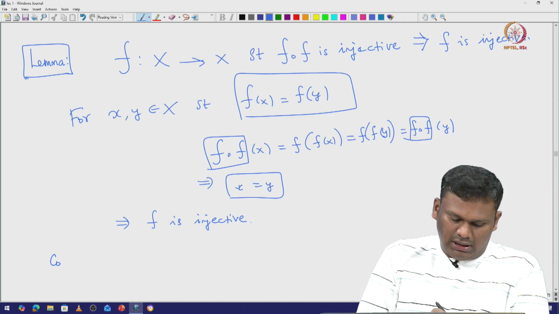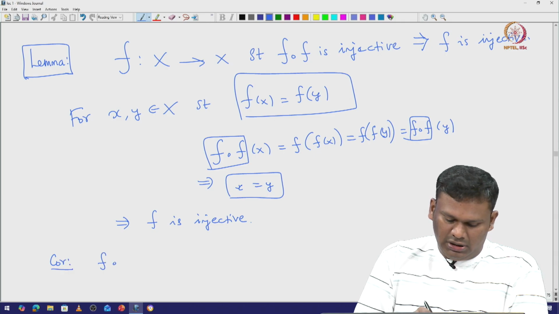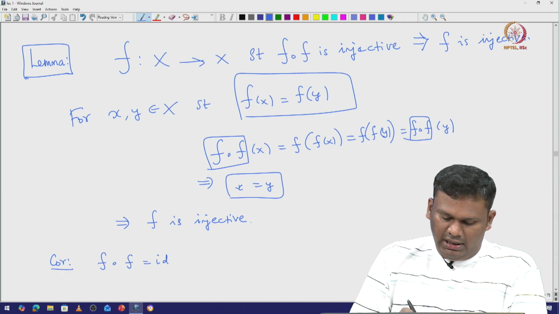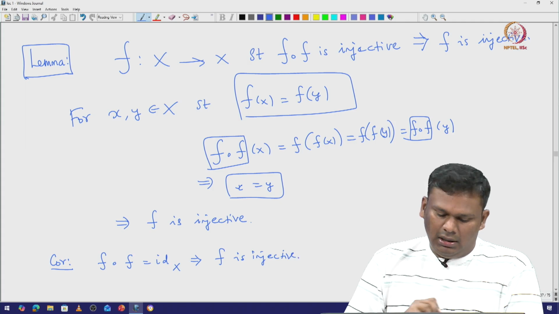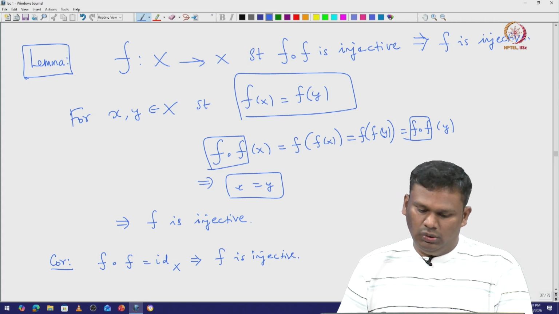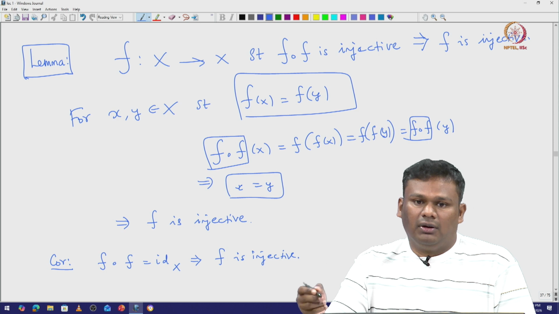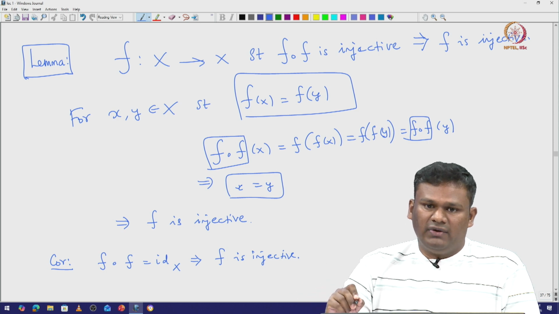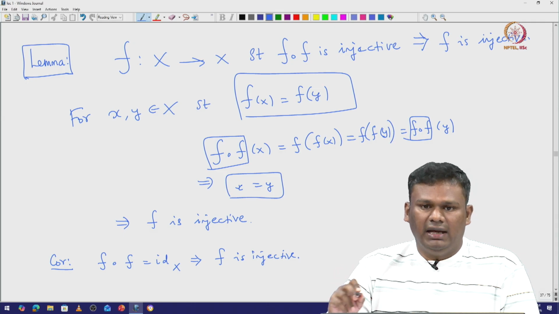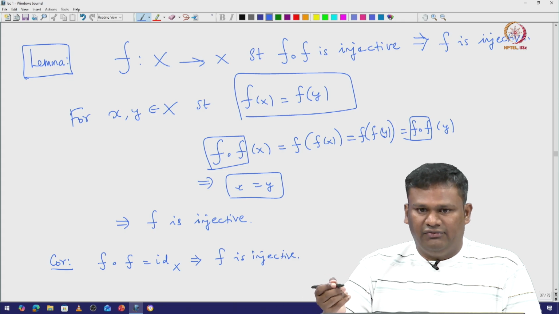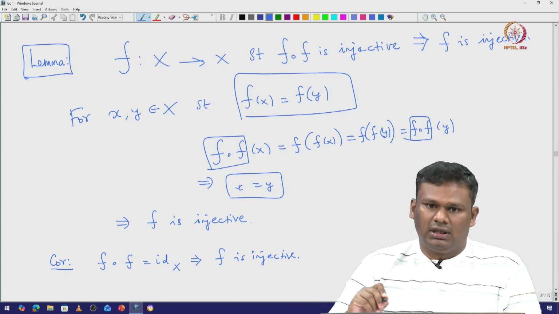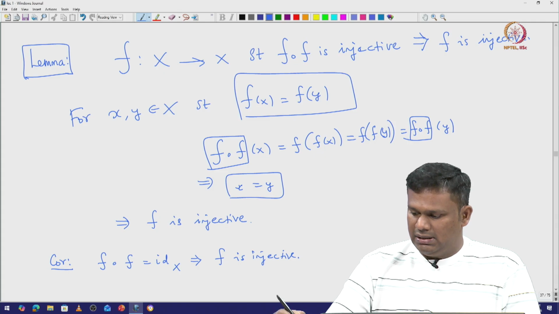As a corollary, if f composition f is identity on X, that would imply f is injective. Not only that, you can also do this for any number of compositions. Suppose you have a fixed k such that f composed with itself k times is identity, then that would imply again that f is injective. A similar proof works. Maybe you can take it as an exercise.